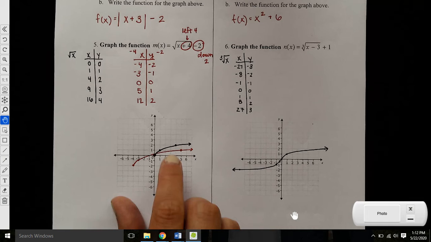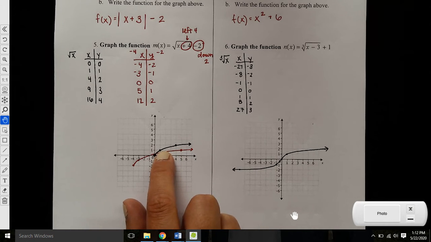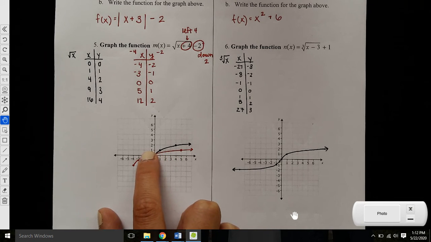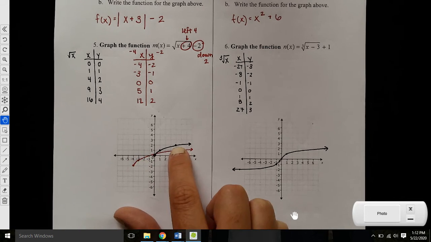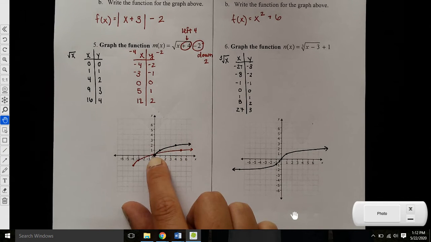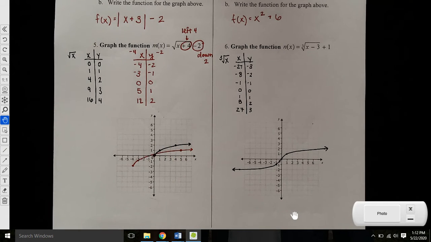I can look at other points like this one right here was 1, 1. If I count 1, 2, 3, 4, and then down 2, I get to a point that's on my new graph. And then this one, 1, 2, 3, 4, down 2, that's also on my graph. So that's just a way to check. The tables are really helpful in doing this. Again, the tables are going to be so important as we go into more than just these transformations.